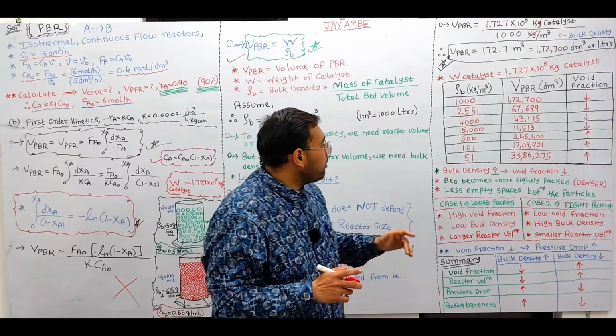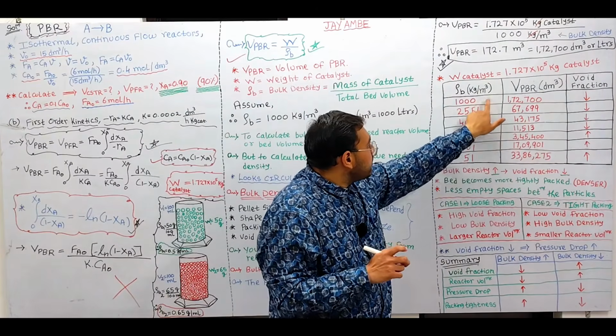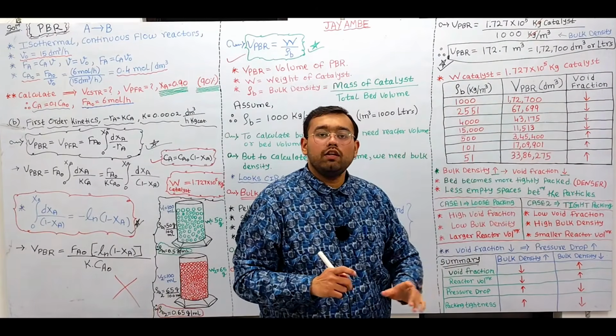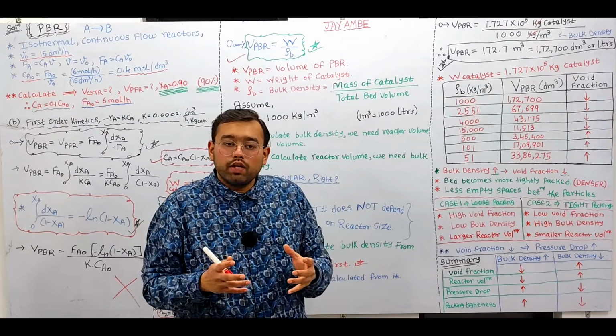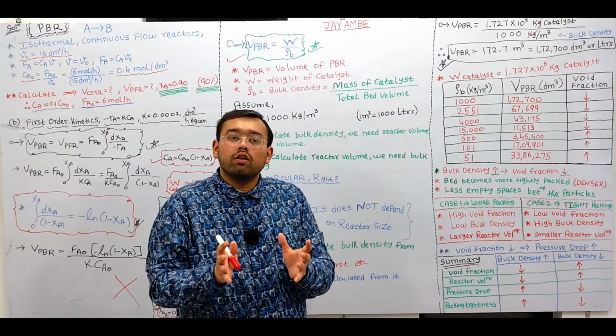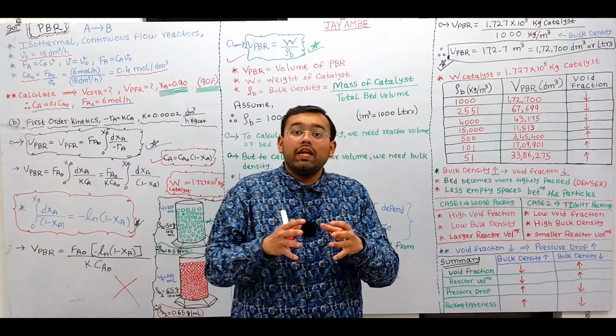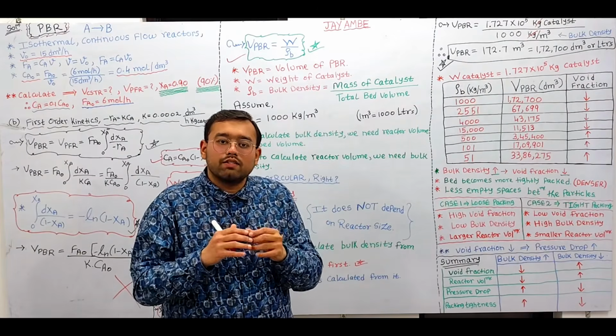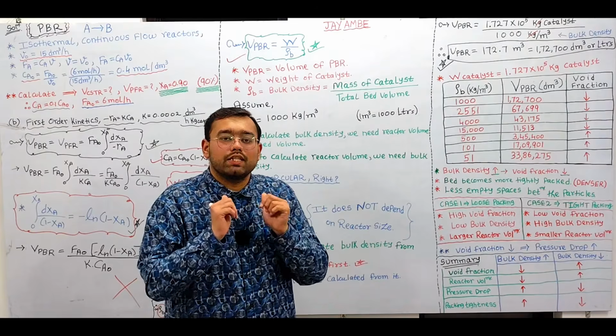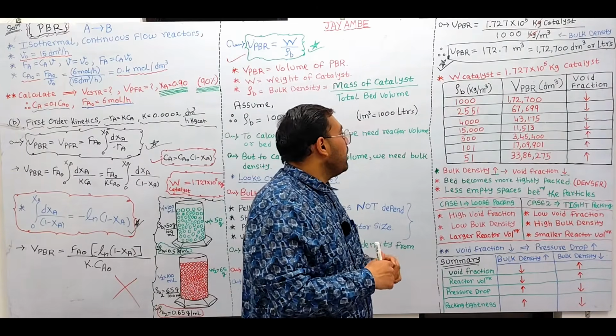I hope you have understood. By decreasing the bulk density, the void fraction increases, which means the bed becomes loose, due to which the void fraction increases, the pressure drop decreases, and the tightness of the packing decreases. I hope you have understood.